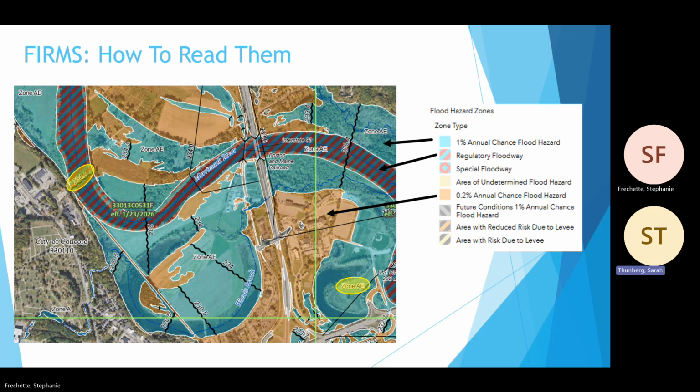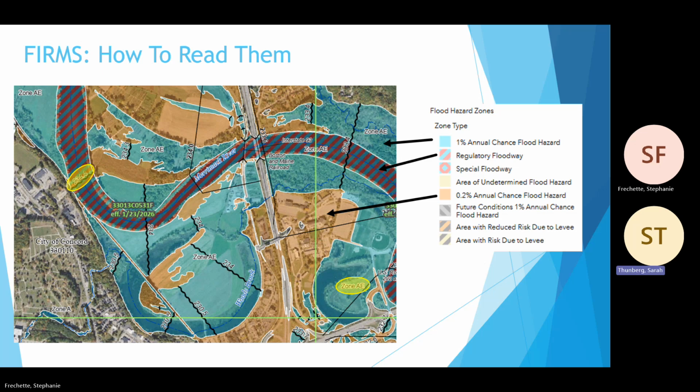The striped area, which is generally along the main river channel, is what we call the floodway. This is the area of the river expected to see the highest flow of water during a flood and is therefore subject to more stringent development regulations.